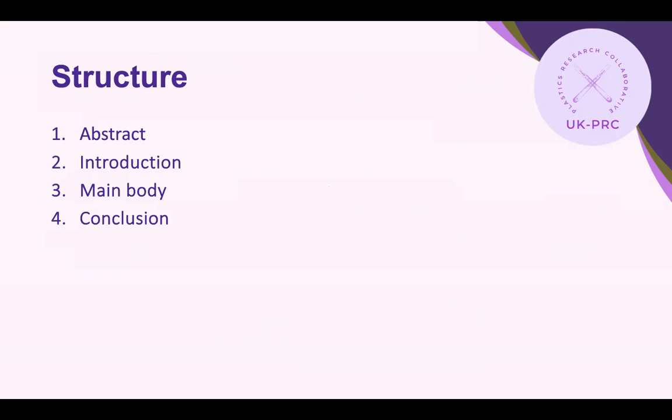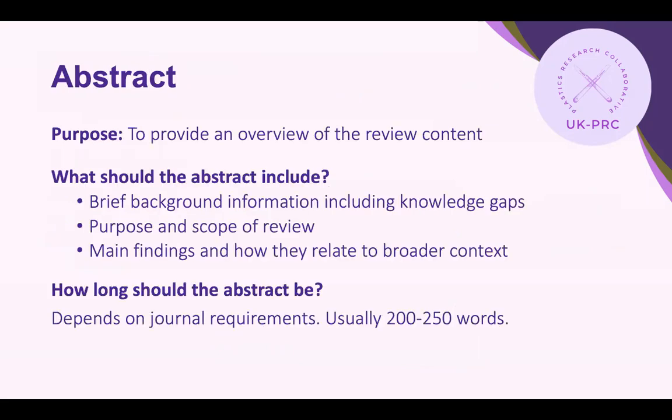So how do we structure a literature review? Well, it's quite similar to most publications in terms of a simple format. So you start with your abstract, then you do a brief introduction, your main body, which is what the focus of today's talk will be, and of course your conclusion. So what's the point of your abstract? So the abstract is there to provide an overview. It's essentially the blurb of a book, but an overview for your summary, for your publication.